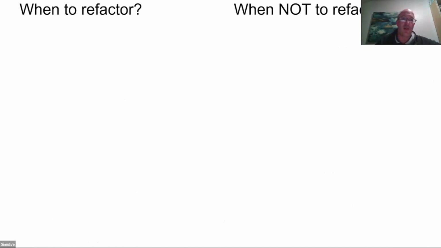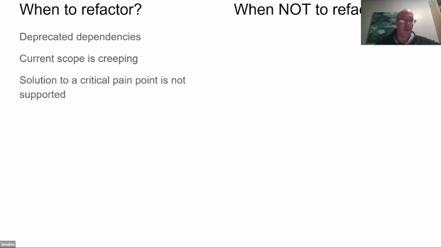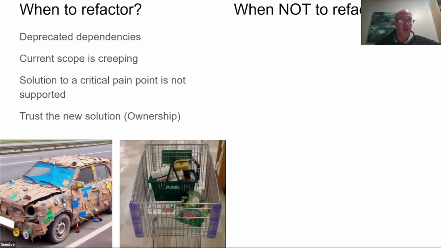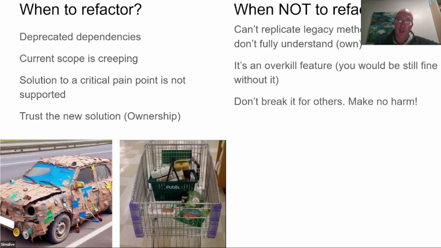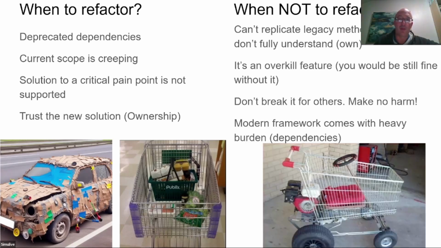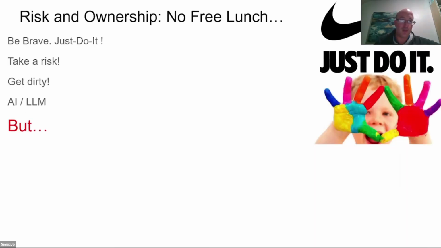So to summarize, when to refactor and when not to refactor. Do refactor when you have deprecated dependencies, when your current scope is creeping, when the solution to a critical pain point is not supported by your current scope, and when you trust the new solution. So it's about ownership. Do not refactor if you can't replicate legacy methodology that you don't fully understand or own. When it's an overkill feature, you would still be fine without it. Don't break it for others, make no harm. And sometimes modern frameworks come with heavy dependency burdens. Risk versus ownership, no free lunch.